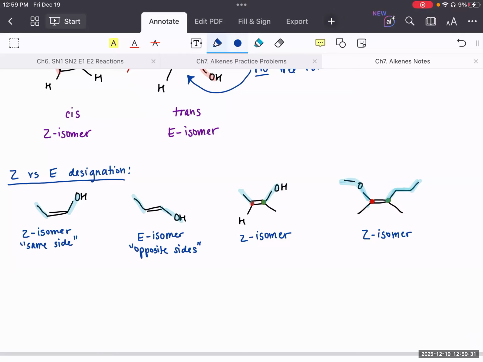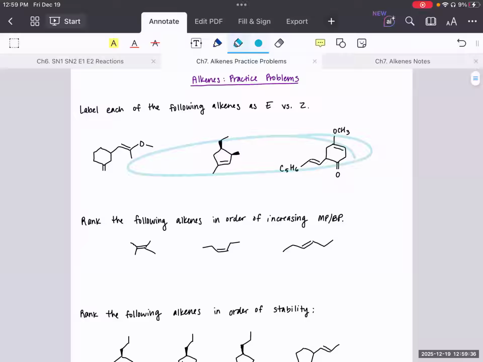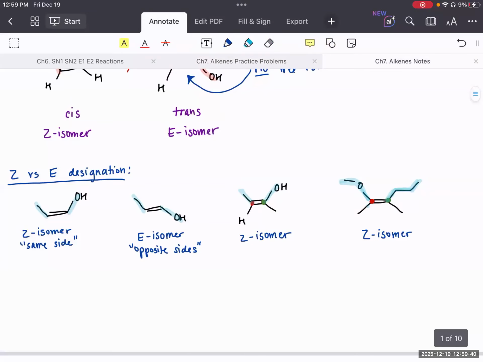And then for alkene practice problems, there's a few more complicated structures over here that you can take a look at if you want to practice. All right, so that's for nomenclature.